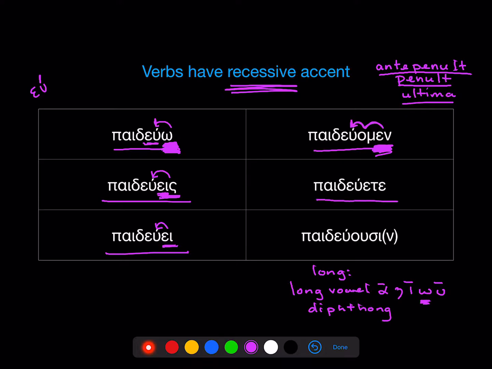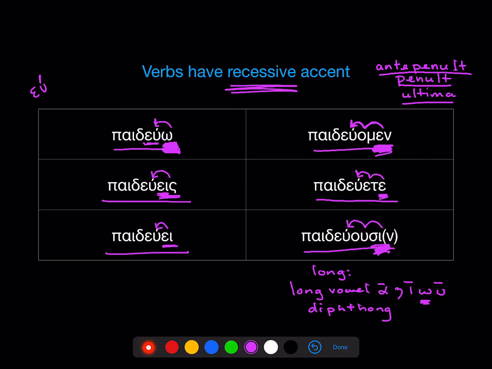So look at paideuete, y'all are teaching. The ultima is short, so we can go back to the antepenult. And finally, paideusin. So there's the last syllable there. It's got that short iota in it. So the accent is going to go back to the antepenult.